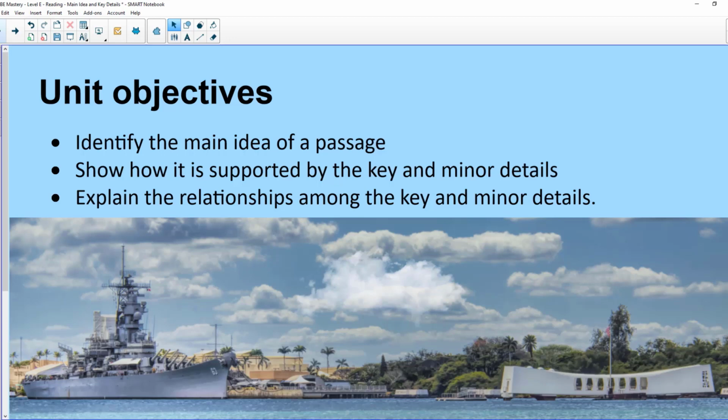To do this, we'll be using reading passages related to an important event in U.S. history, the Pearl Harbor attack, which provoked our involvement in World War II. We'll therefore be addressing both language arts and social studies standards. Today, we're focusing just on the key details.